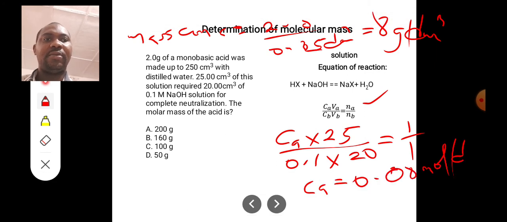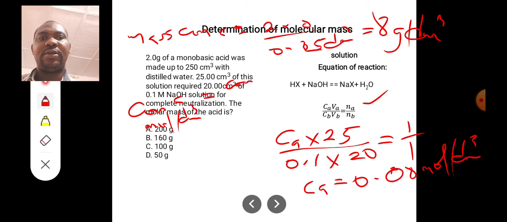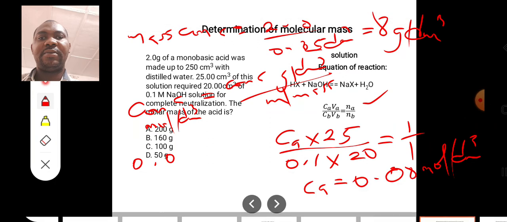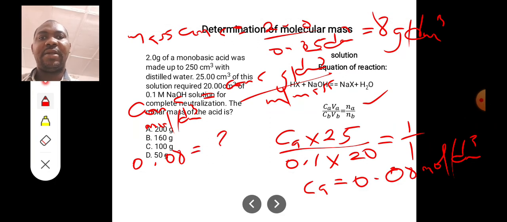Mole per dm cube. Okay, so with this we can now find the molar mass of the acid, because we know that the concentration in mole per dm cube is equal to concentration in gram per dm cube divided by molar mass. So if we substitute the value for concentration in mole per dm cube, 0.08 equals the concentration in gram per dm cube, which is 8, divided by the molar mass, which is what we're looking for.